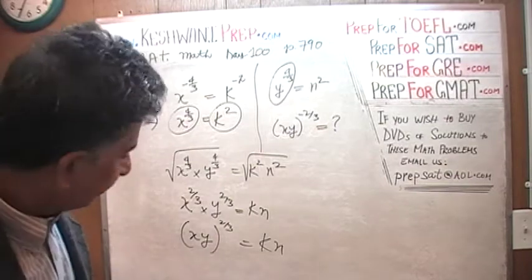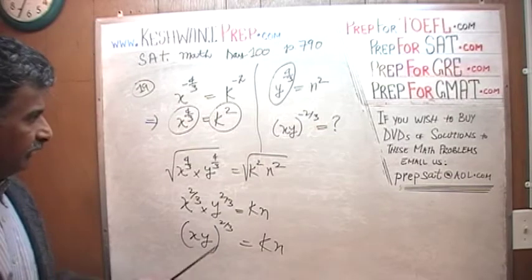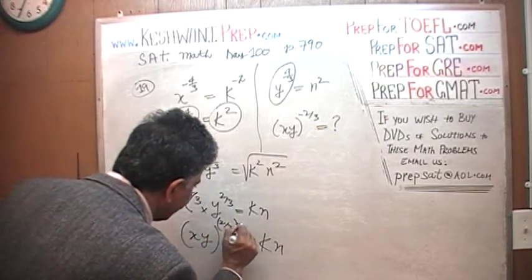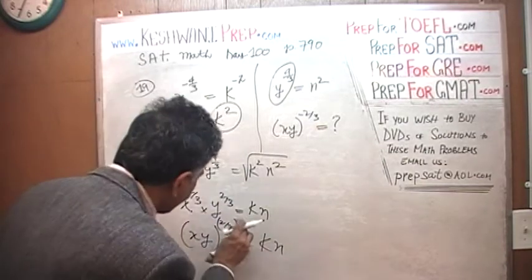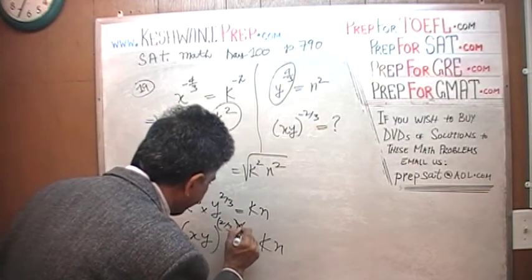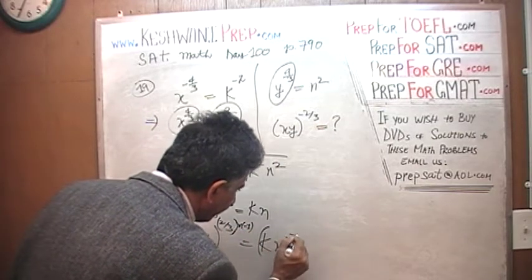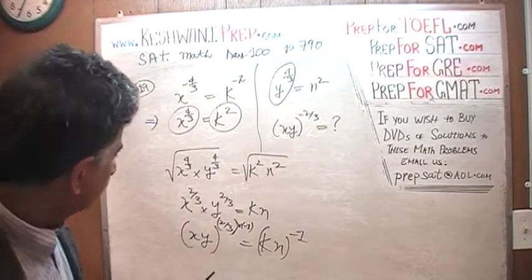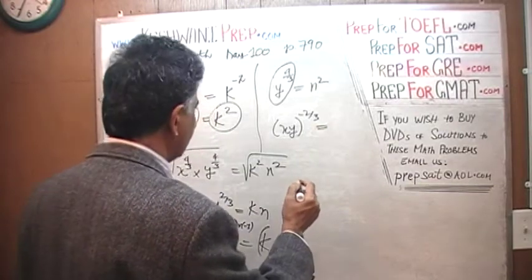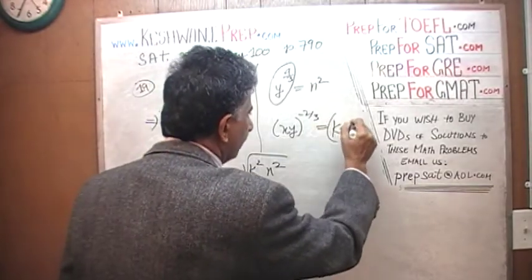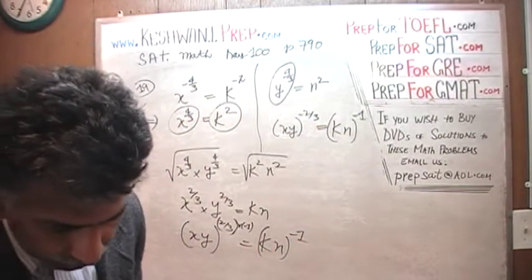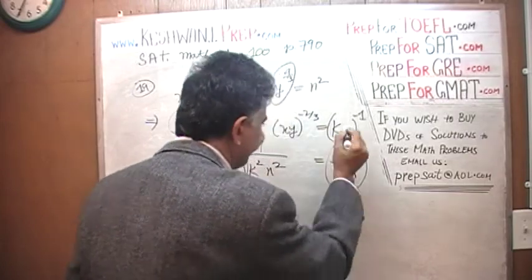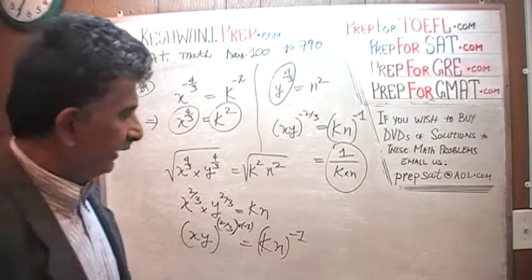But the question is not how much is x times y raised to 2/3. The question is how much is x times y raised to negative 2/3, which is very simple. Multiply the exponent of this guy by -1, and multiply the exponent of this guy by -1. That's it. So the answer is x times y raised to negative 2/3 equals k times n raised to -1, which can be written as 1 over k times n, and that is answer choice A.